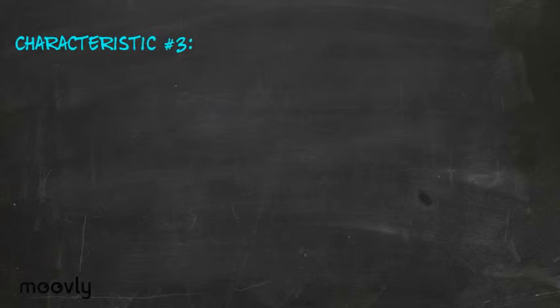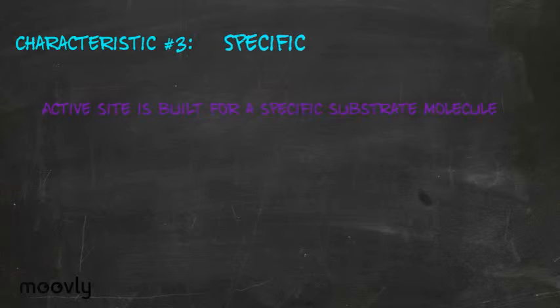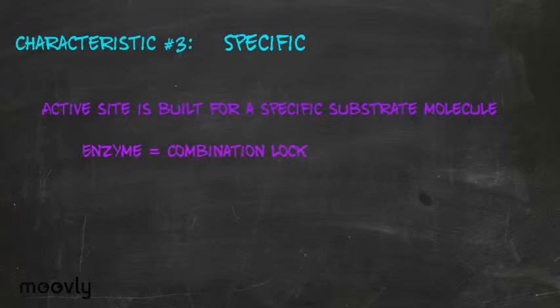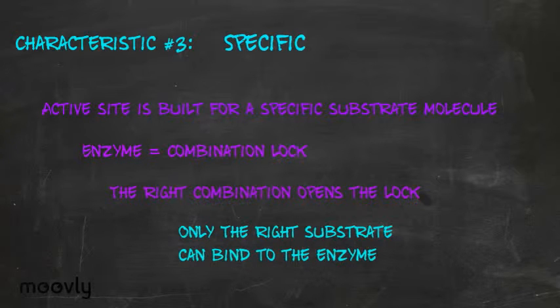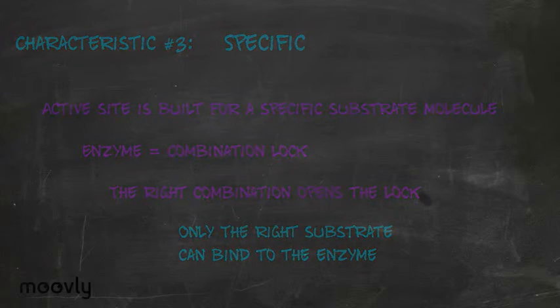The third characteristic of an enzyme is that it is highly specific. The active site on an enzyme is built specifically for a specific substrate molecule. One way to think about it, an enzyme is like a combination lock. Only the right combination will unlock the lock. In the same way, only the right substrate can bind to the enzyme for a chemical reaction to take place.